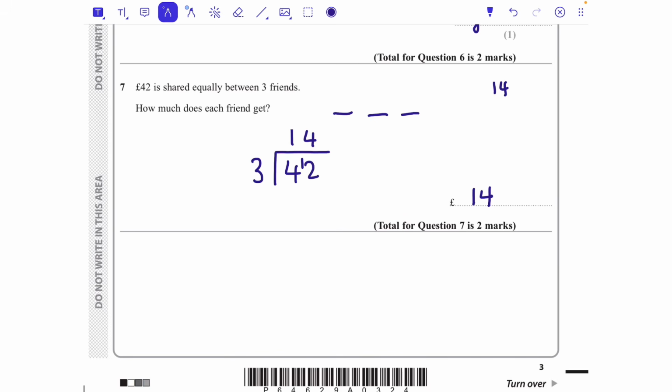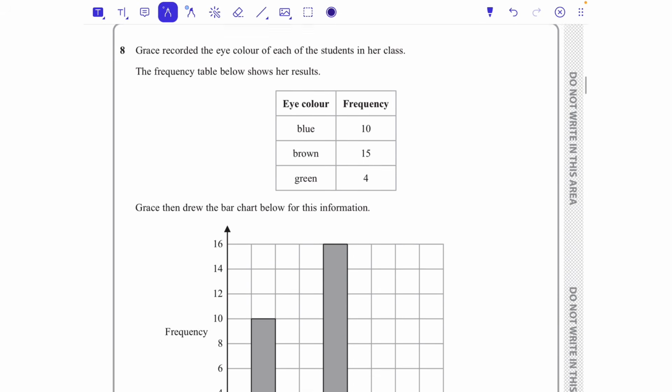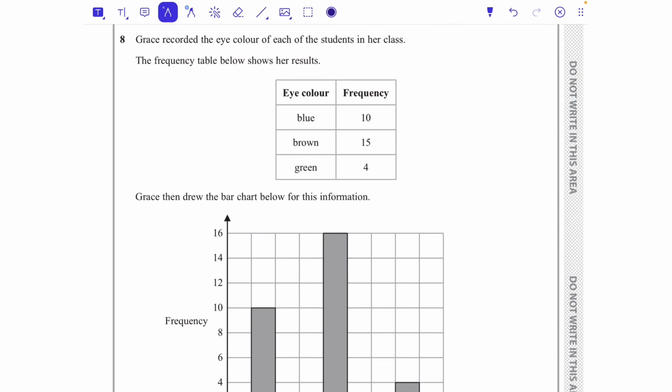We could double check our answer by doing 14 times 3. 3 times 4 is 12, carry the 1. 3 times 1 is 3, add the 1 is 4. So yeah, we're happy that's the right amount of money. They each get £14. Question number 8. Grace recorded the eye colour of each of the students in her class.